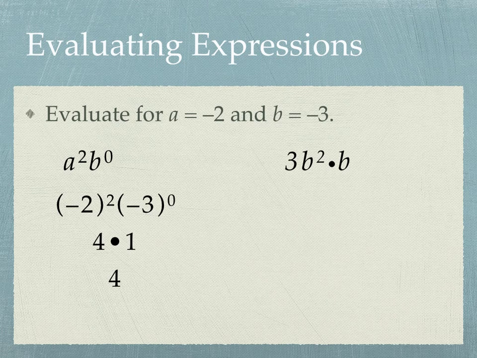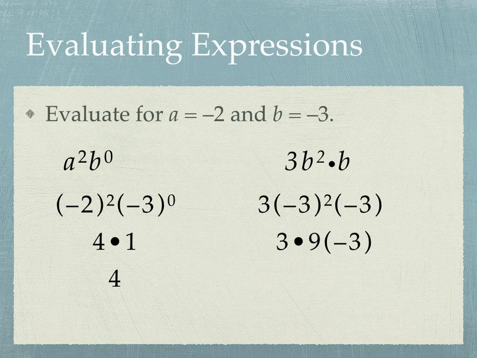Let's evaluate the next expression using negative 3 for b. And negative 3 squared is 9. And we'll just multiply across, and we get negative 81.